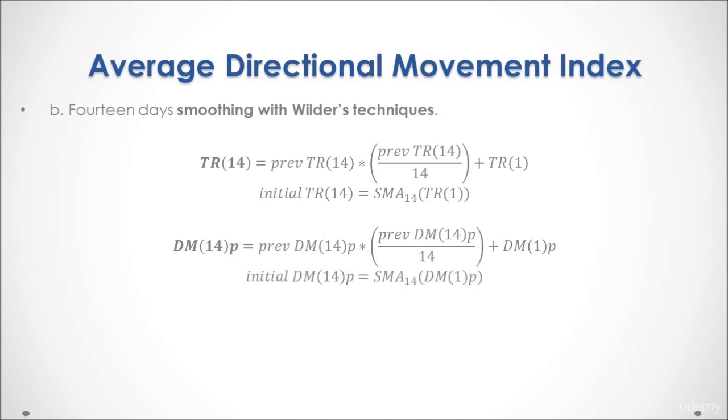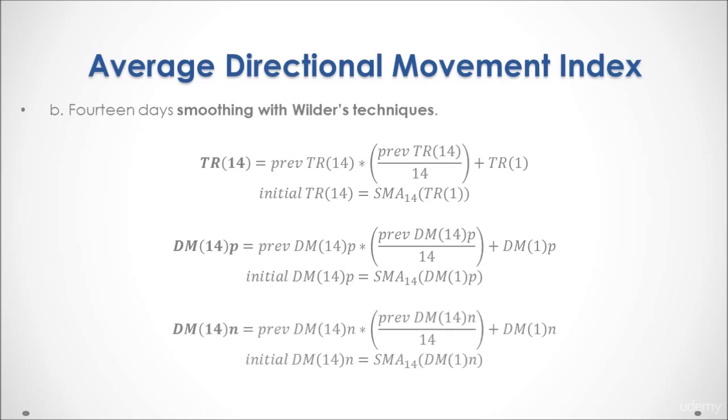We do the same smoothing with Wilder's technique for the 14 days positive directional movement. And also, we do the same smoothing with Wilder's technique for the 14 days negative directional movement.